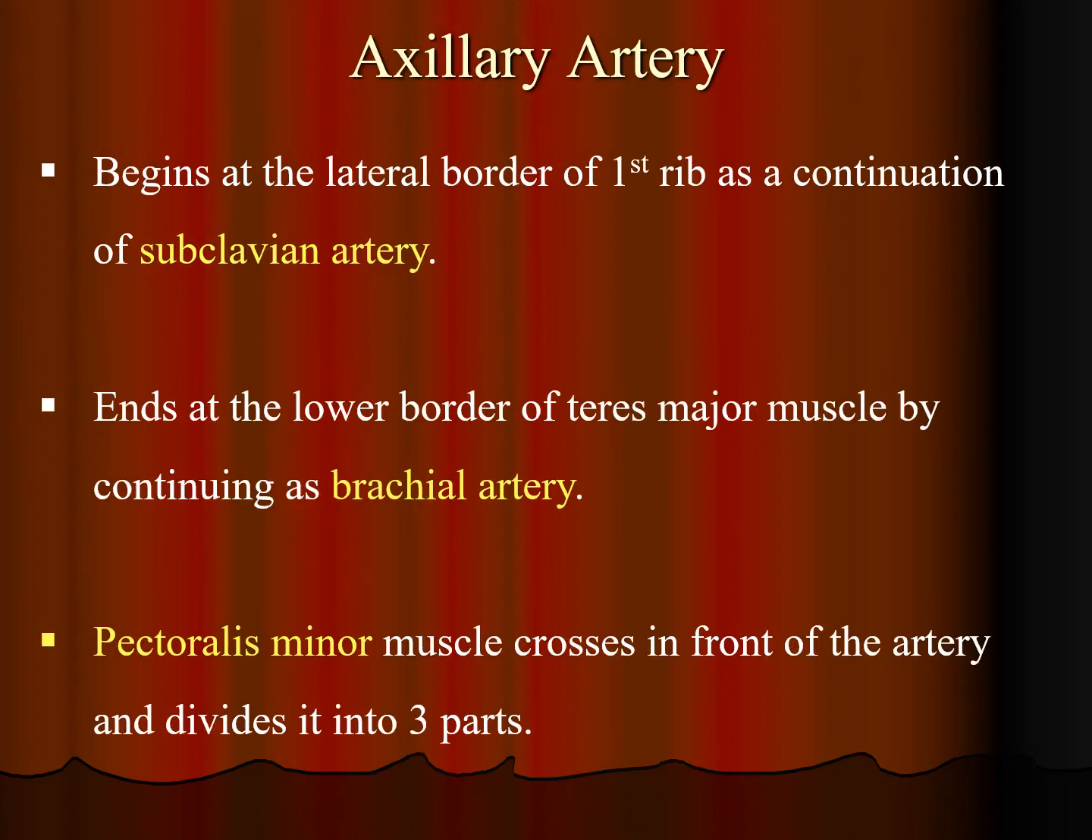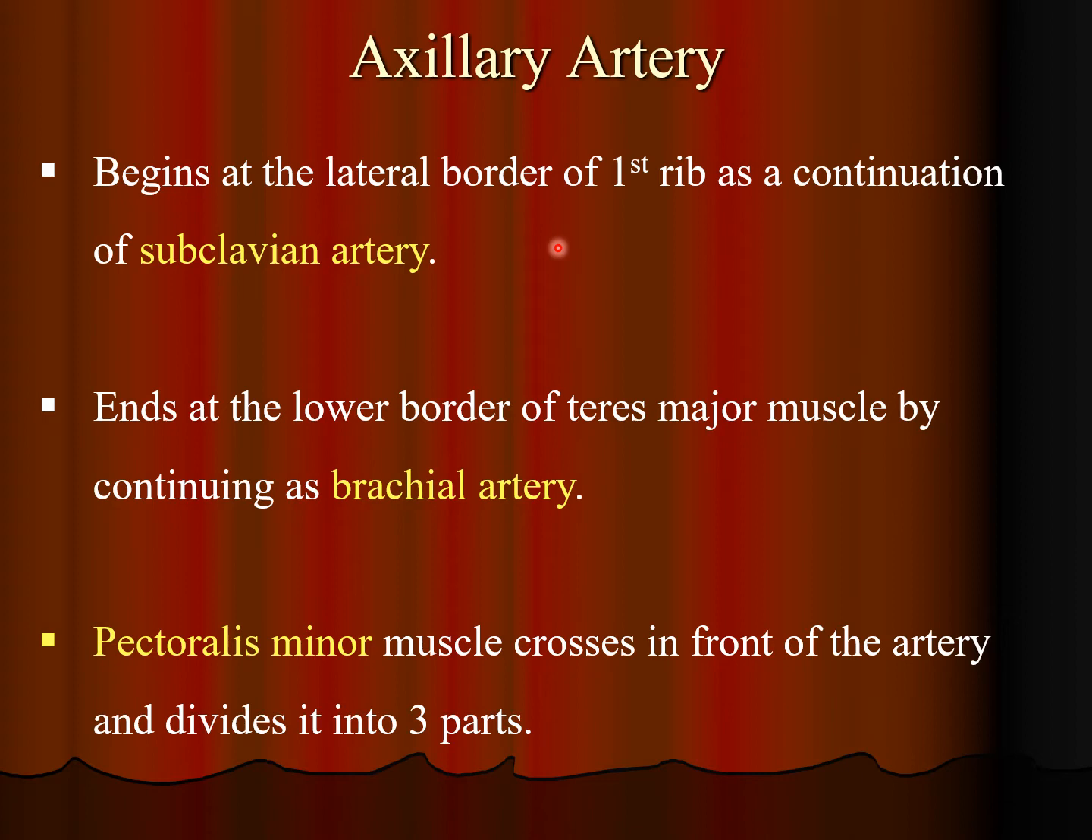We start with the axillary artery, which is the main artery of our upper limb. It begins at the lateral border of the first rib as a continuation of subclavian artery. So before the lateral border of the first rib, it is named as subclavian artery, and then after crossing the lateral border of first rib, it becomes axillary artery.